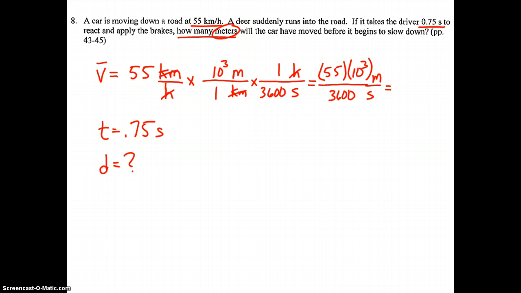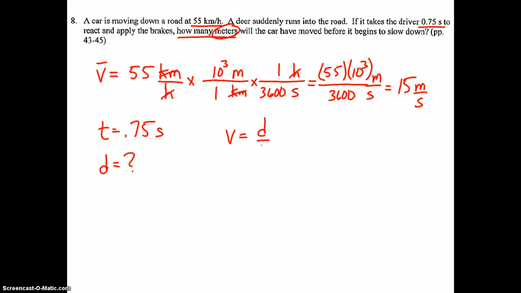Go ahead and do that on your calculator. Pause the video if you need time. And that gives us, to 2 digits, 15 meters per second. Okay? Now we may proceed and go ahead with the problem.